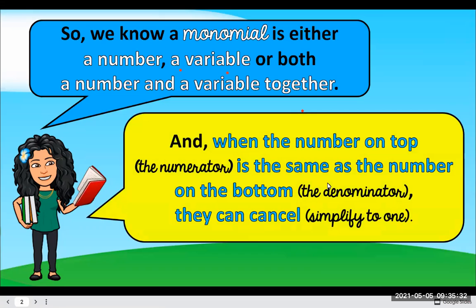And this is a common mistake, so we mentioned it in this Google slide. When the number at the top is the same as the number at the bottom, the denominator, they just simply cancel out and become 1. So let's go over some examples.